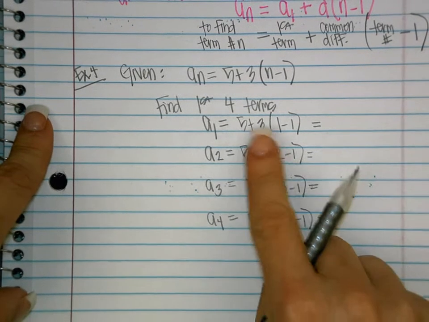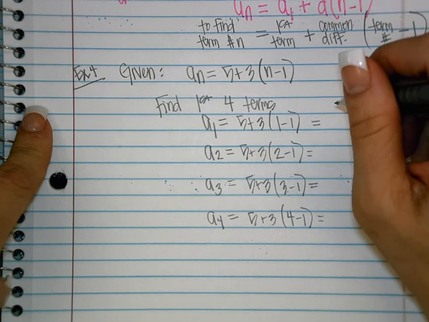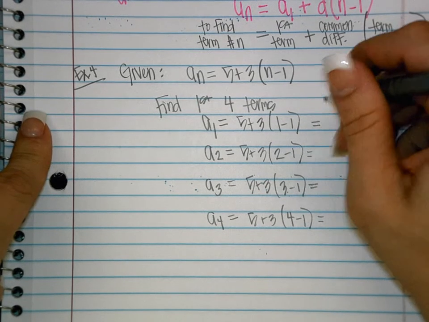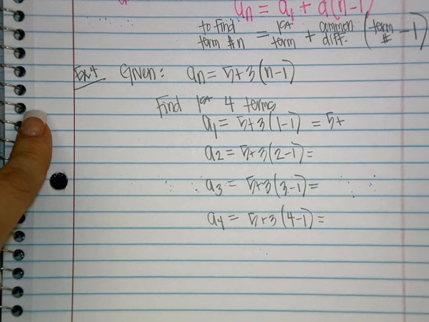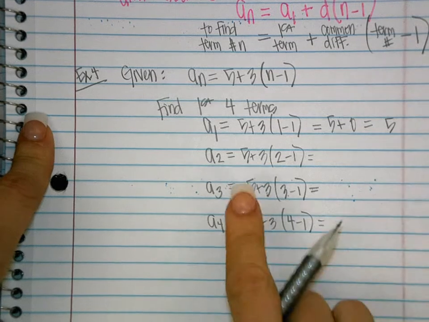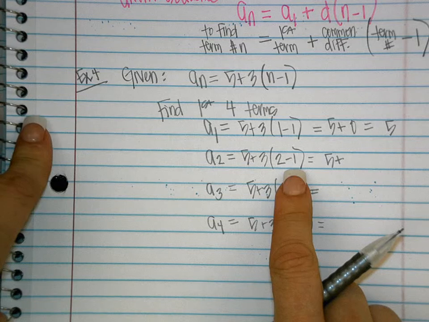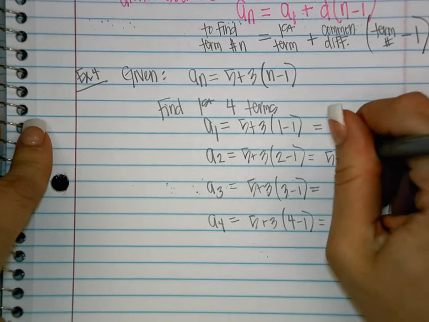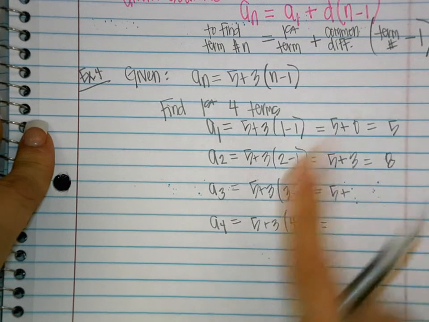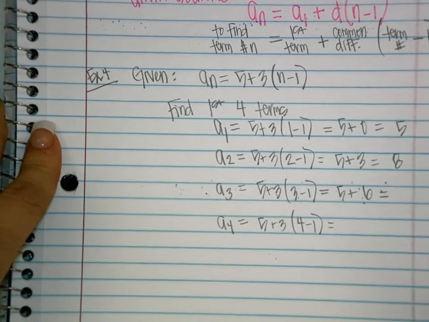So really this is 5 plus 3 times 0. What's 3 times 0? 0. 5 plus 0 is 5. This is 5 plus 3 times 1. 3 times 1 is 3. 5 plus 3 is 8. This is 5 plus 3 times 3 minus 1, which is 2. 3 times 2 is 6. 5 plus 6 is 11.